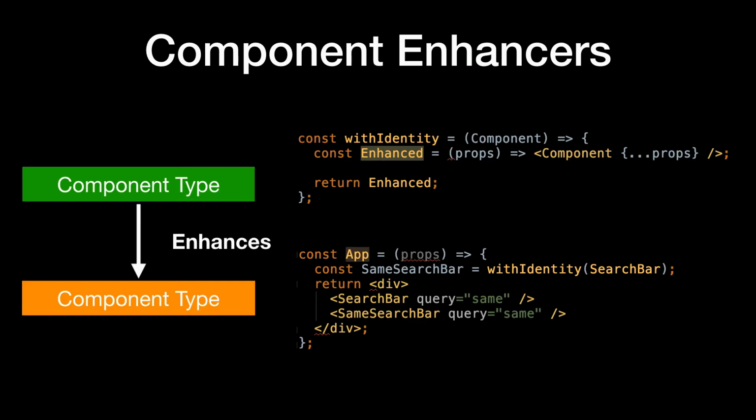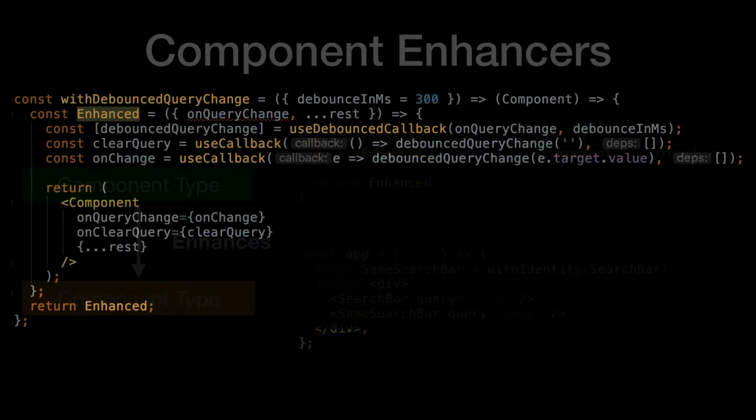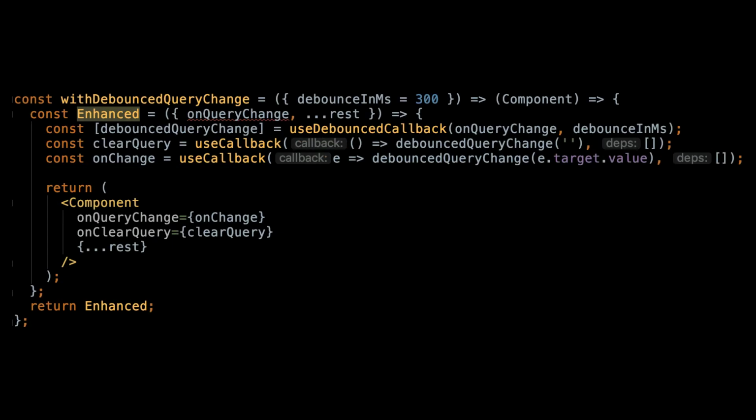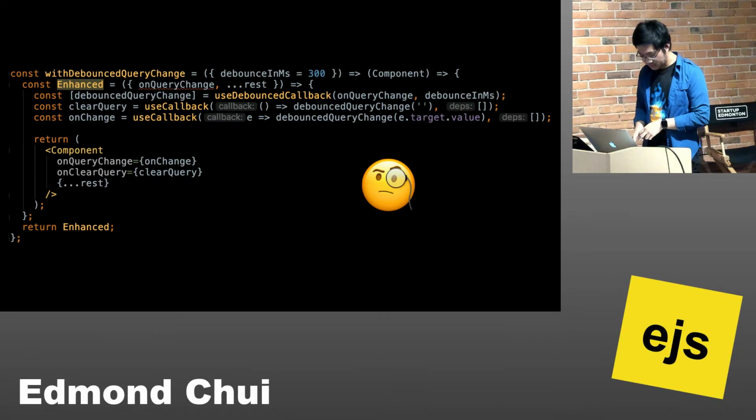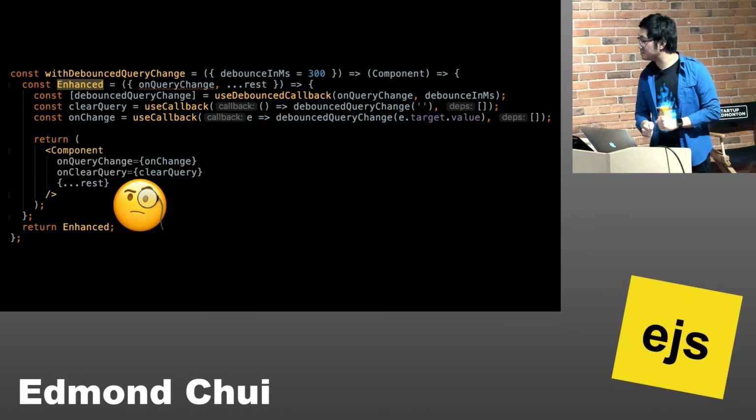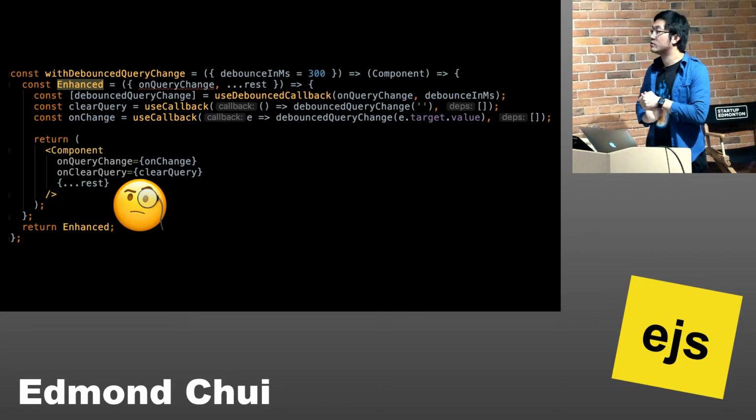Now with component enhancers in mind, let's see how an implementation could look like for the debouncing. Still quite a bit of code here. So we'll bring out Mr. Monaco. And first, look at the markup. We're using the spread operator here for rest. So the only thing we're interested in enhancing is onQueryChange. And with onQueryChange as a prop to the enhanced component, we also get support for onQuery for free if you use this enhancer.